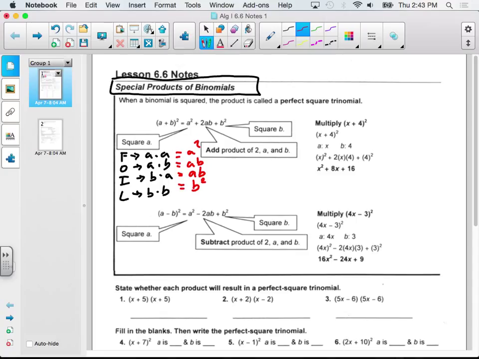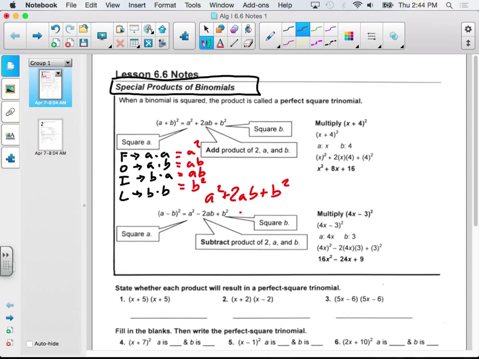Right, so we FOIL it out, so after we do that, we usually add all of our terms together, right? So are there any like terms in here? Yes. What are they? AB and AB. So we have one AB and another AB, so how many do we have? We have two ABs, so we'd have a squared plus 2ab plus b squared.